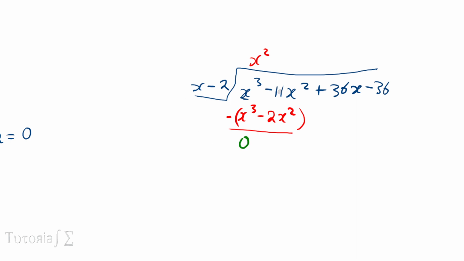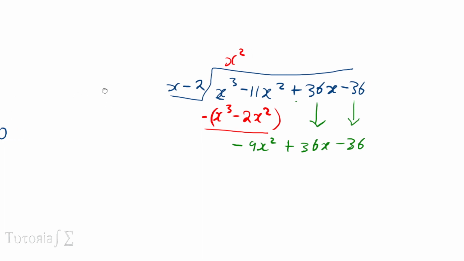Then here negative 11x squared minus 2x squared is going to make negative 9x squared, because there is a negative here times this, it will be positive. Then plus this. Then these that are here, we can bring them down. So we have positive 36x and negative 36. So these can be brought down like that. There was no need for us to include a 0 here, but just for sure.